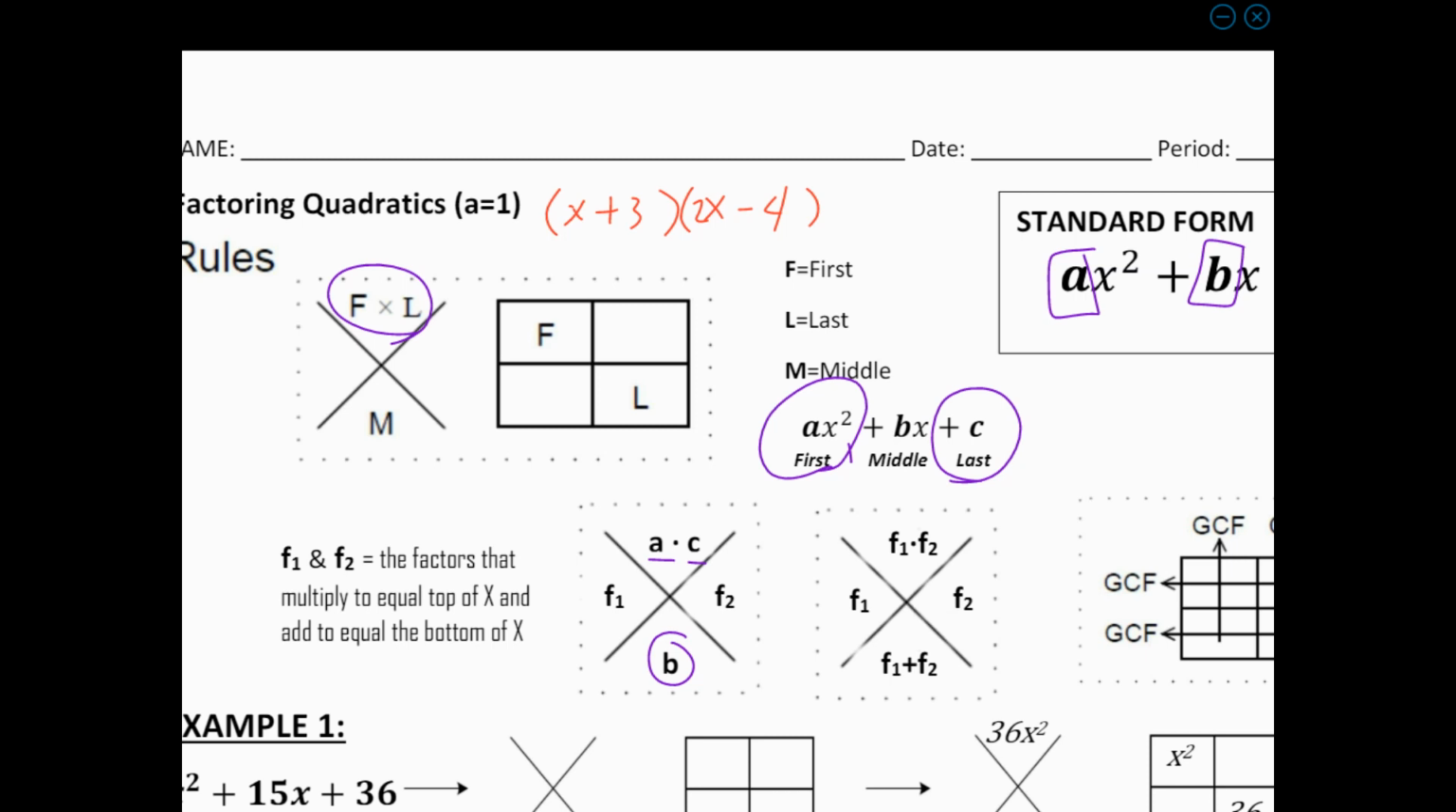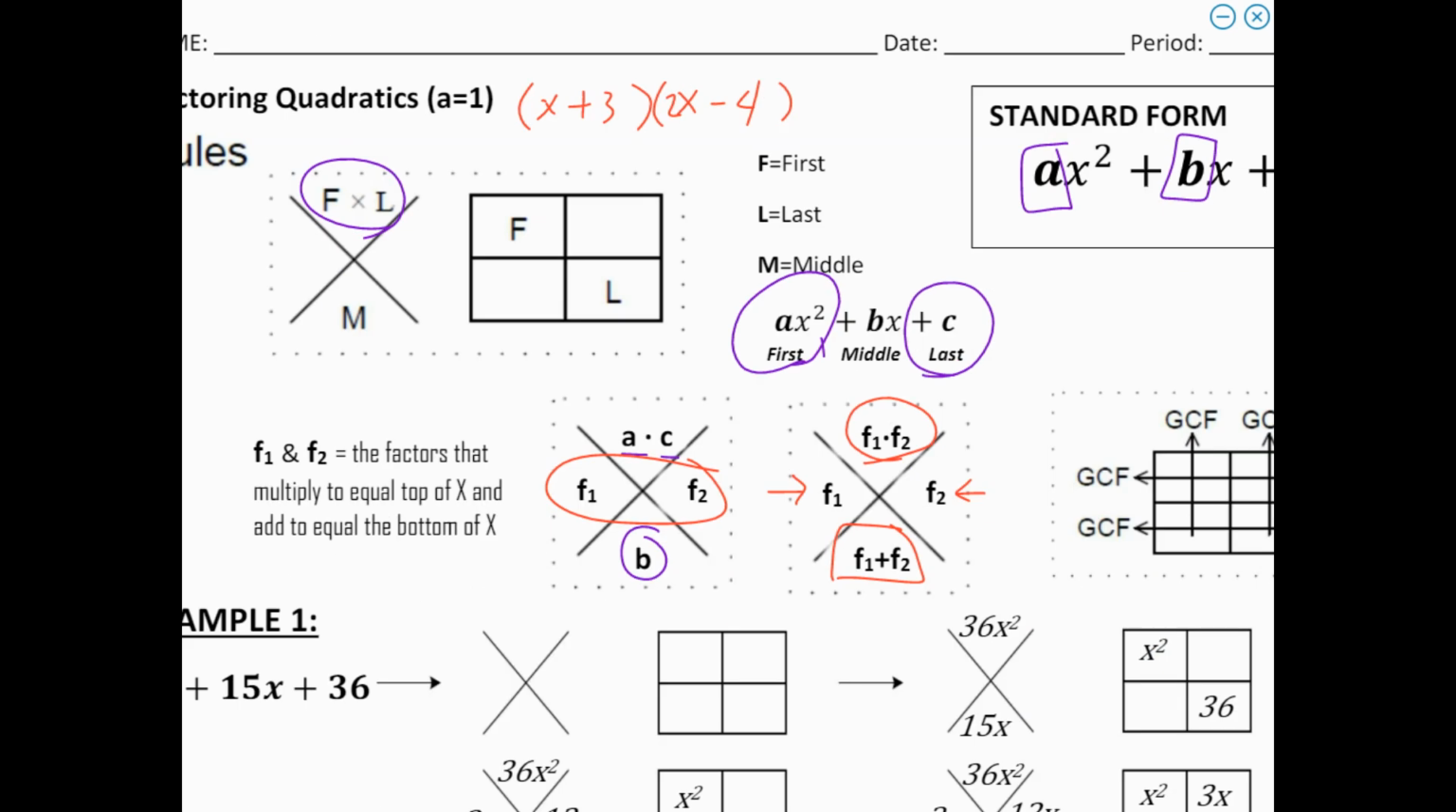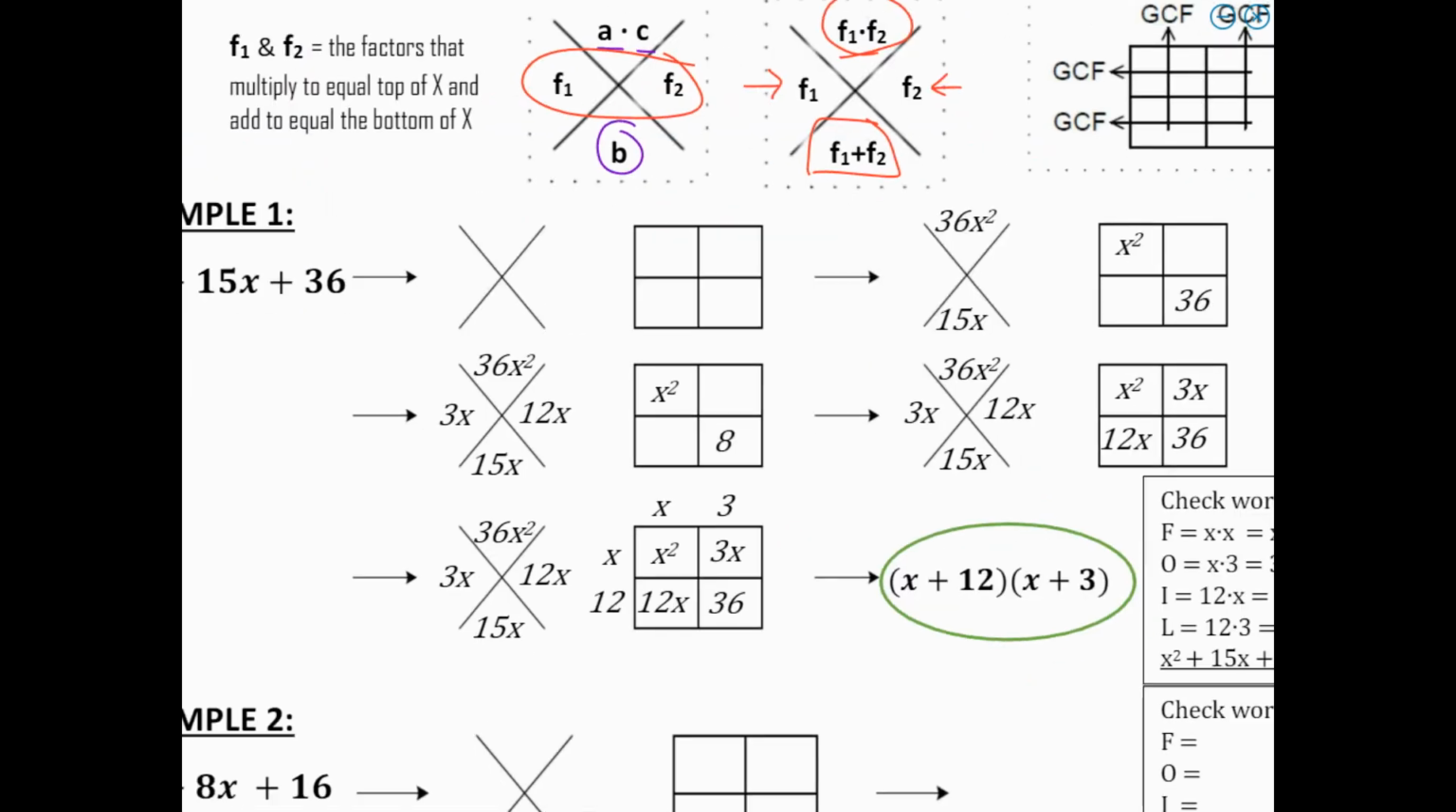The two factors are like what you were doing in your warm-up today, where you're looking for two things that multiply together to give you this top number and add together to give you this bottom number. That's these two numbers that you are filling into the puzzle here. As we go along, it will make more sense as we work it out.